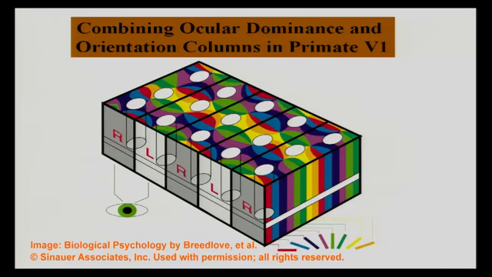And Hubel and Wiesel put together a model of how these combined on the surface of the cortex. So here are those left and right eye columns. Here are the orientation domains. And so what you can imagine is that for each of these eye dominance columns, you have an orderly representation of orientation around each eye dominance column.